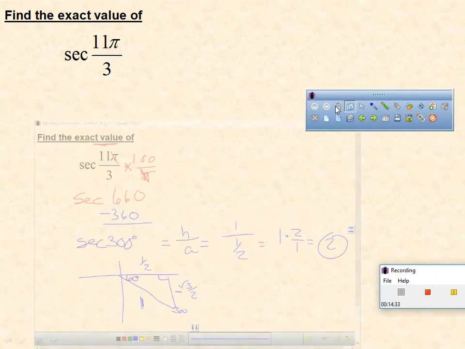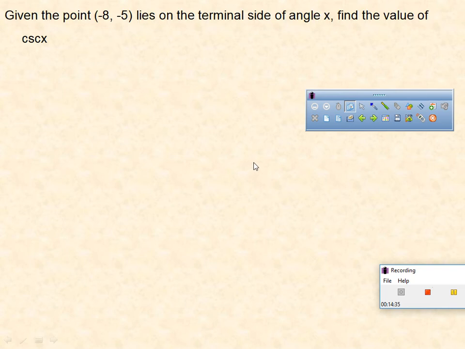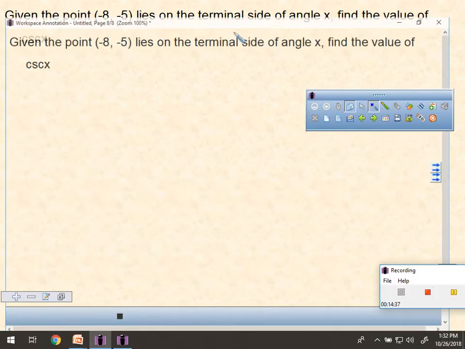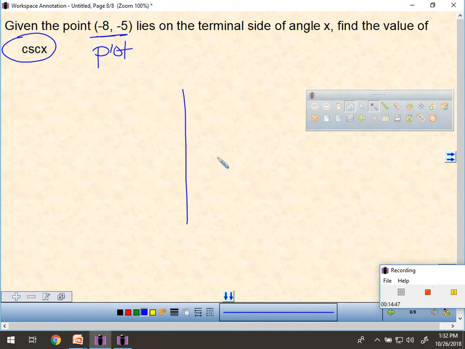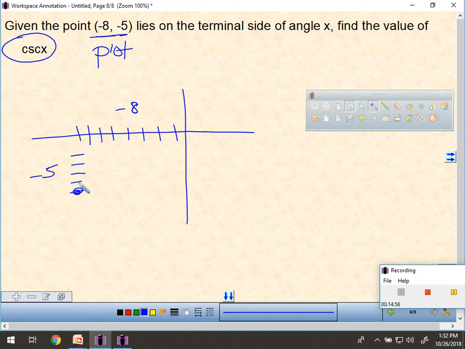That's it. All right, for the next type of problem, it's another review. It says, given the point (-8, -5) lies on the terminal side of angle x, find the value of cosecant. Well, the first thing I'm going to do is plot this point. So -8, so 1, 2, 3, 4, 5, 6, 7, 8. -5, 1, 2, 3, 4, 5. So there's -5. So there's that point.